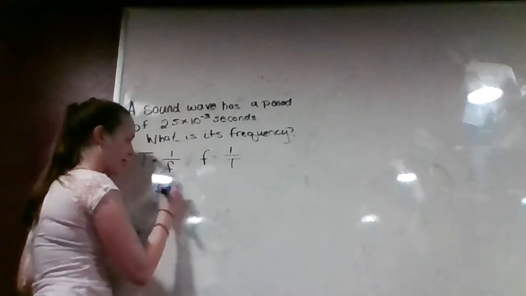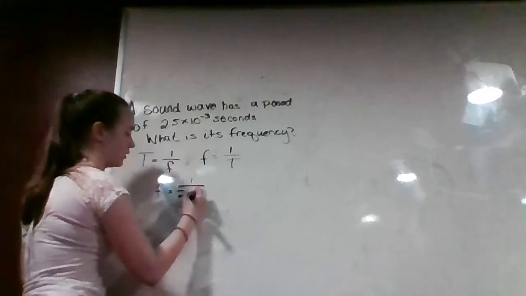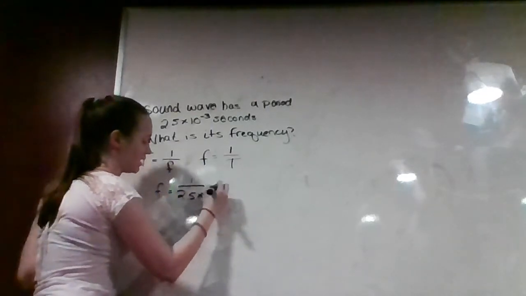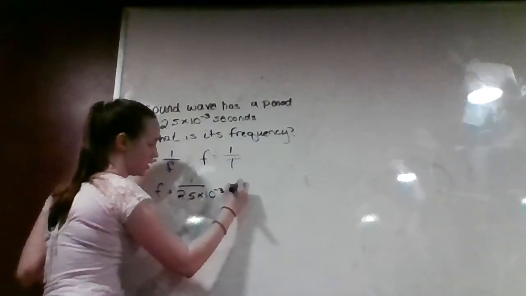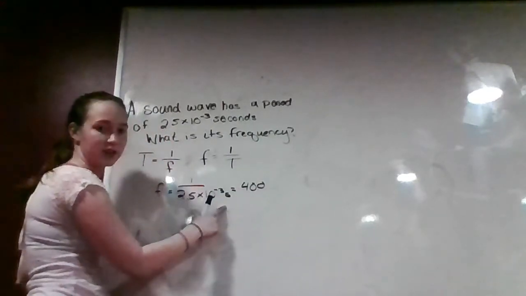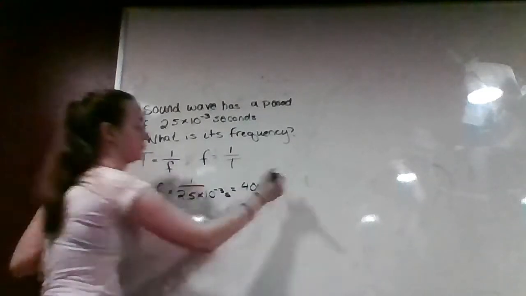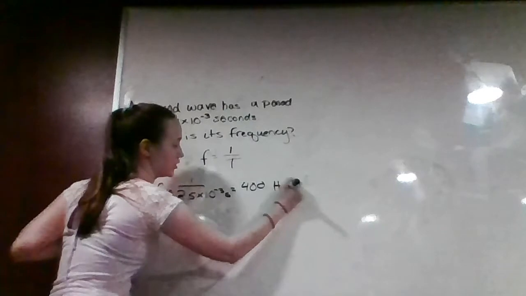Then we just plug it in. F equals 1 over 2.5 times 10 to the negative third seconds equals 400. You'll realize that the units here would be inverse seconds. That is also called a hertz. So we have 400 hertz.